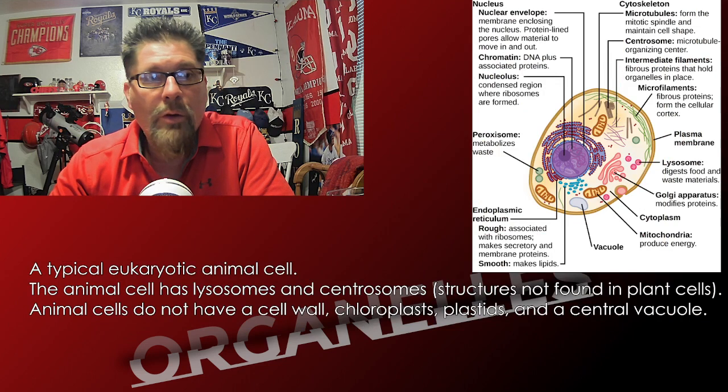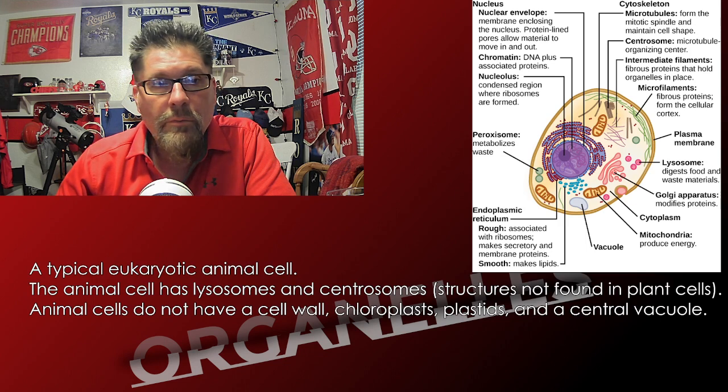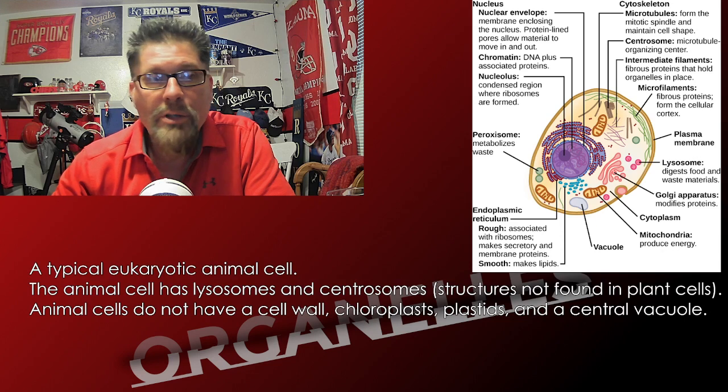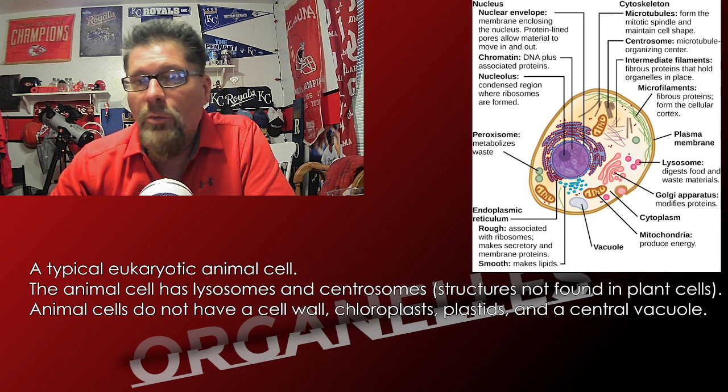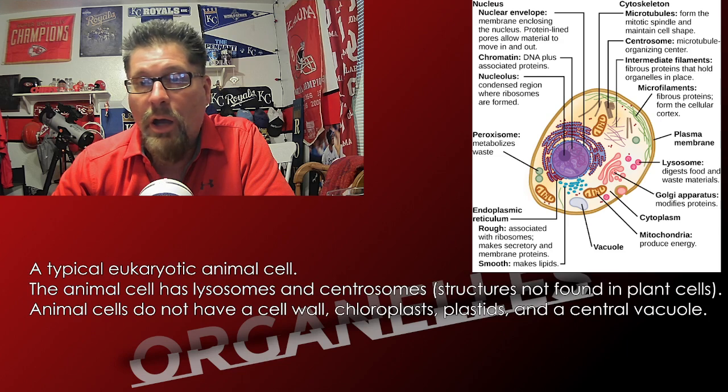Okay, continuing with eukaryotic cells. The picture beside me is a list of all the major organelles, and each of those has its own video, so we'll talk about those. But what we want to talk about is things that animal cells have that plant cells do not. And those two main ones would be lysosomes and centrosomes. They're not found in plant cells.